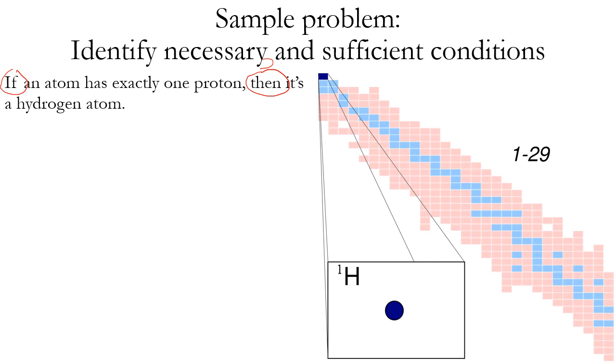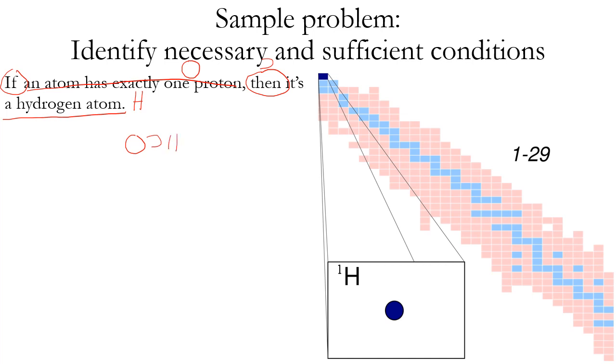Then we look for our simple propositions. An atom has exactly one proton. That's going to be O for one, and it's a hydrogen atom. So we can symbolize that by the letter H for hydrogen. So because the O comes after the if and before the then, it's going to go before the horseshoe.